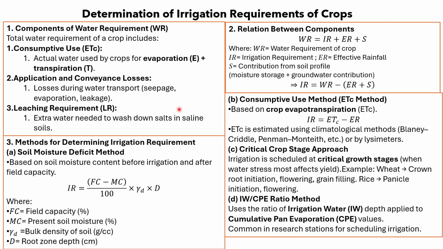Generally, to determine the irrigation requirement, we have some methods. The first one is the soil moisture deficit method, and we can use the ETc method, the consumptive use method, the critical crop stage approach, and also the IW/CPE irrigation method. These are all the methods that identify how much irrigation is needed. This will help to schedule the irrigation scientifically.